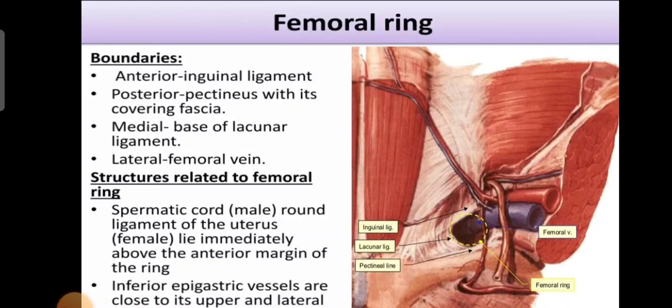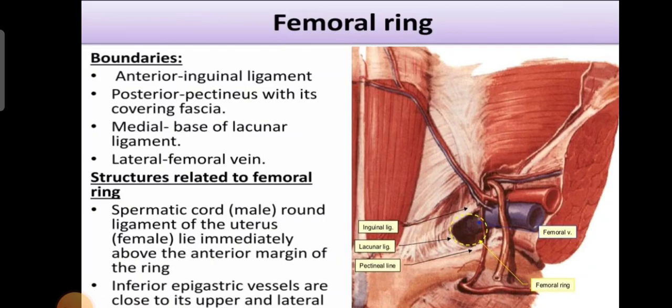The boundaries of the femoral ring are: anteriorly it is bounded by the inguinal ligament, posteriorly it is bounded by the pectineus with its covering fascia, medially it is bounded by the lacunar ligament, as we can see in the diagram, and laterally the femoral vein.